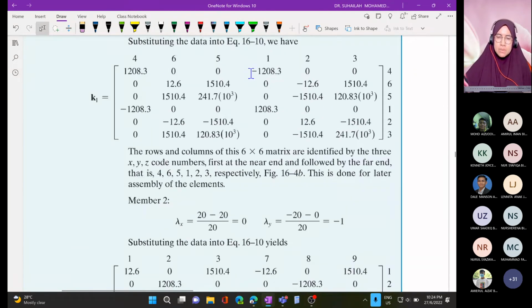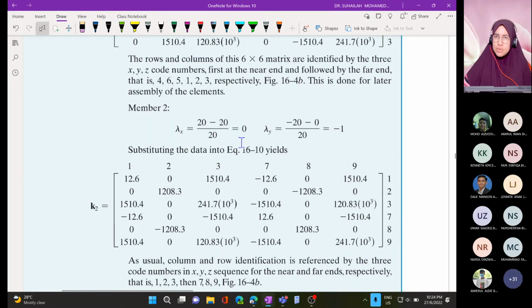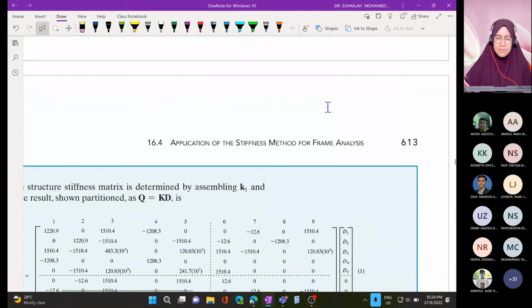K1, 4, 6, 5, 1, 2, 3. And then K2, 1, 2, 3, 7, 7, 8, 9.